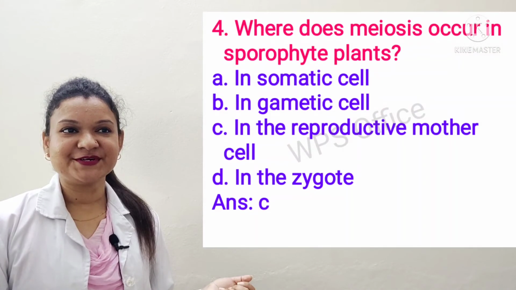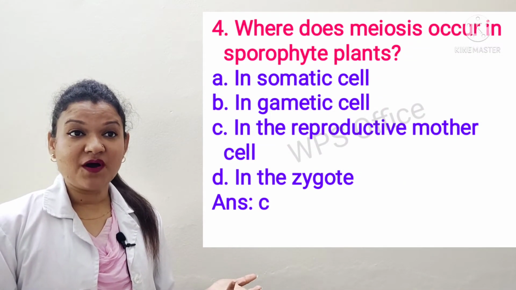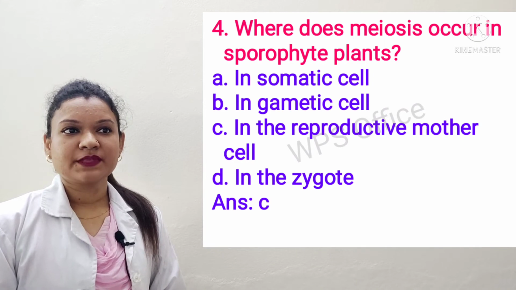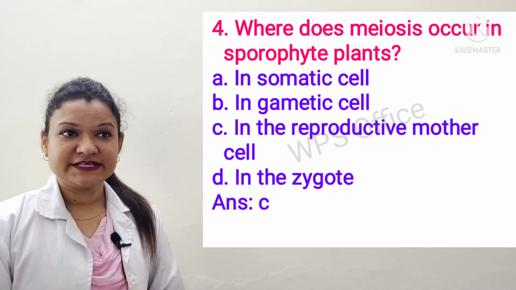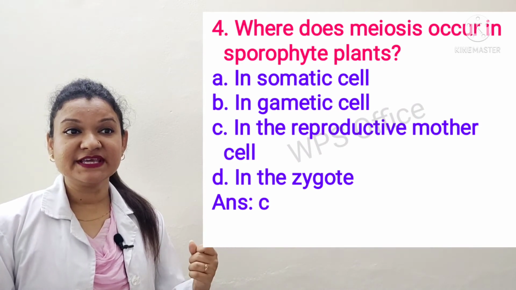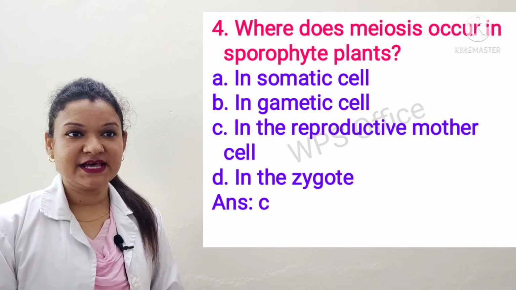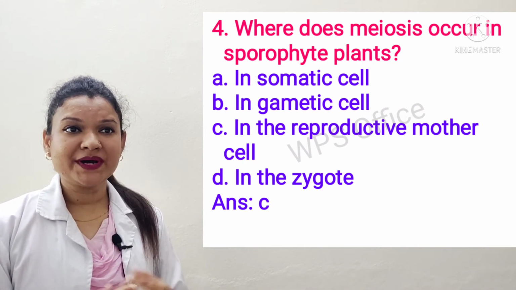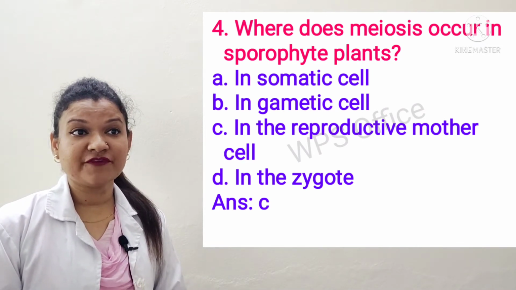Now I will go to our next questions. Our next question is here. Where does meiosis occur in sporophyte plants? Our options are: in somatic cell and in gametic cell, number C in the reproductive mother cell, and number D in the zygote. Here I will explain where meiosis occurs in sporophyte plants.